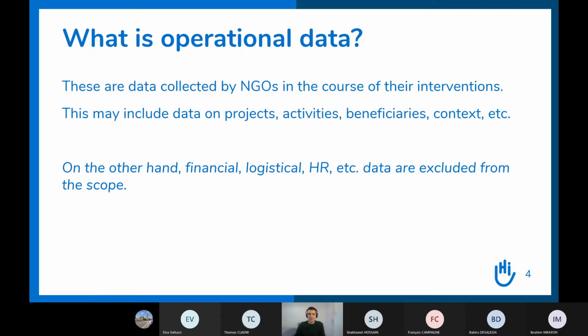We are not going to talk today about financial data, about logistics data, or about human resources data. So these are very important kind of data, but this is not what we are going to discuss today. And during this whole seminar, the focus will really be on data linked with operations, with the projects, with activities. Okay.